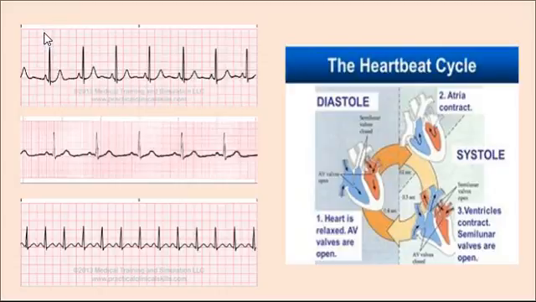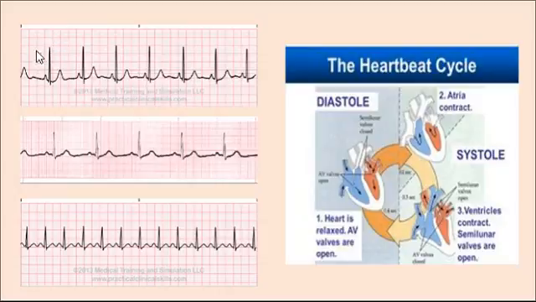The others, you'll look at these big squares. Each big square is 0.20 seconds. Every little tiny square inside the big square is 0.04 seconds. So there's 5 of them in the big square. That's 0.04 times 5, which is 0.20 seconds. You do need to understand this.